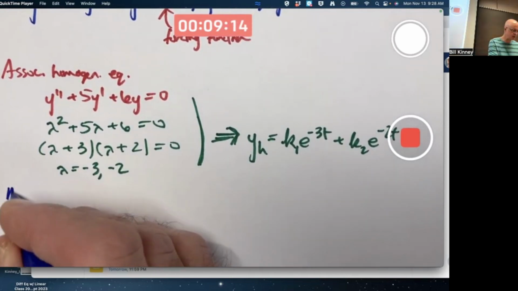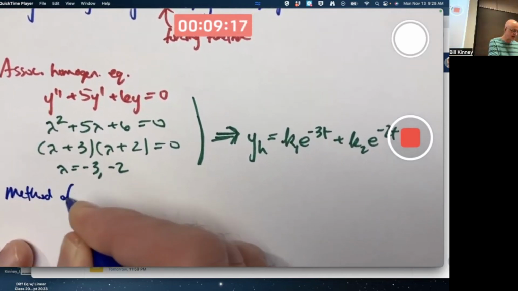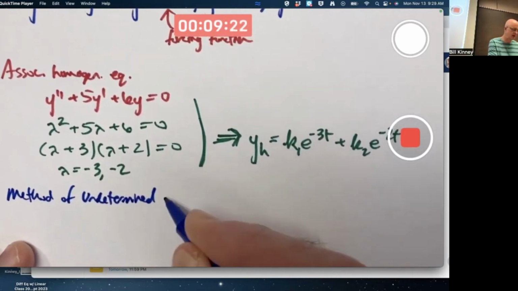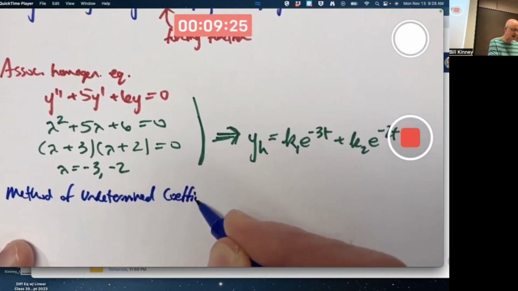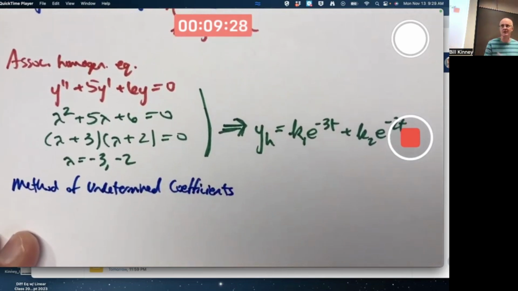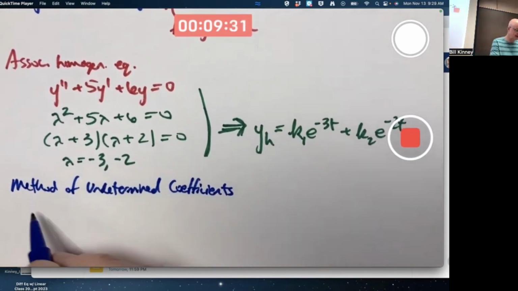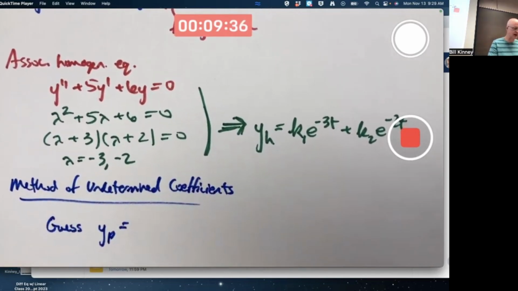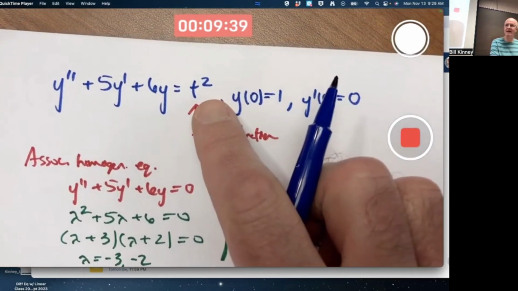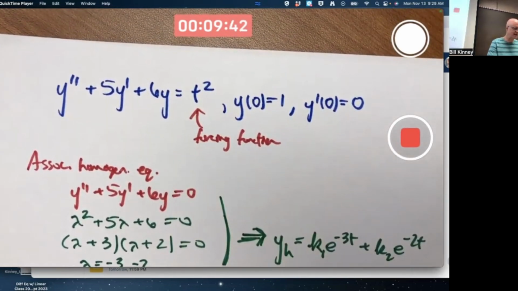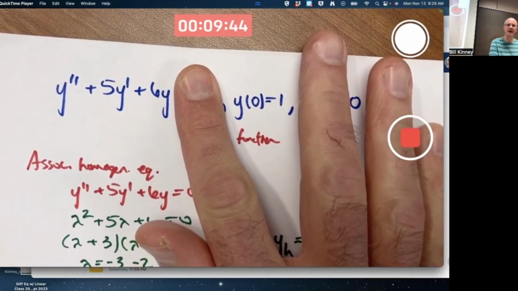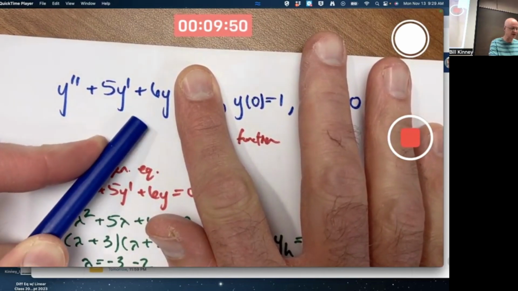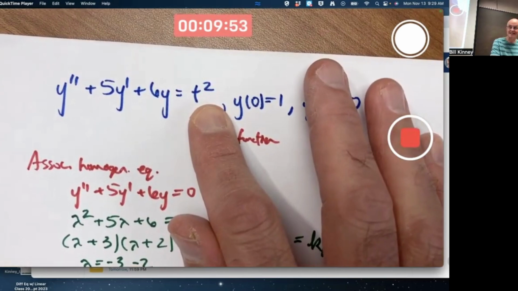But then there's the method of undetermined coefficients. Kind of just a fancy way of saying educated guessing. Though there's a reason for calling it undetermined coefficients, because you have to solve for some undetermined coefficients as well. You guess yp, a particular solution of the non-homogeneous equation, based on the form of the right-hand side. Thinking of the left-hand side as the linear operator, we're asking what kinds of functions can I plug into that? Take the second derivative, add 5 times the first derivative, add 6 times the function, and get t squared, no matter what t is.